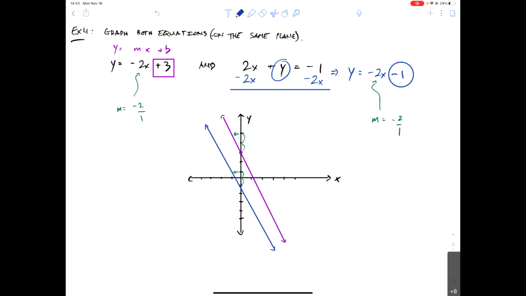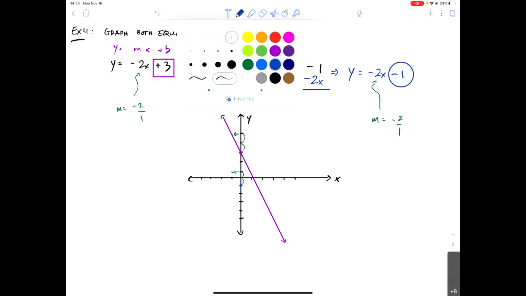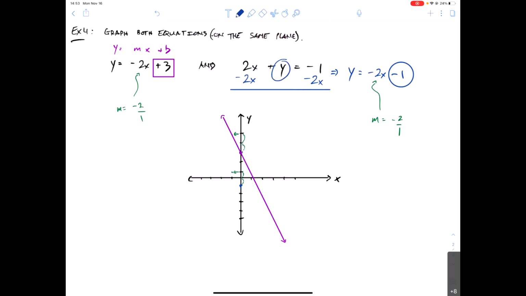Parallel. Right, they're supposed to be parallel lines. You know what, I'm going to try one more time. This is pretty bad. They're supposed to be, nope, that's not it. They're supposed to be parallel lines.